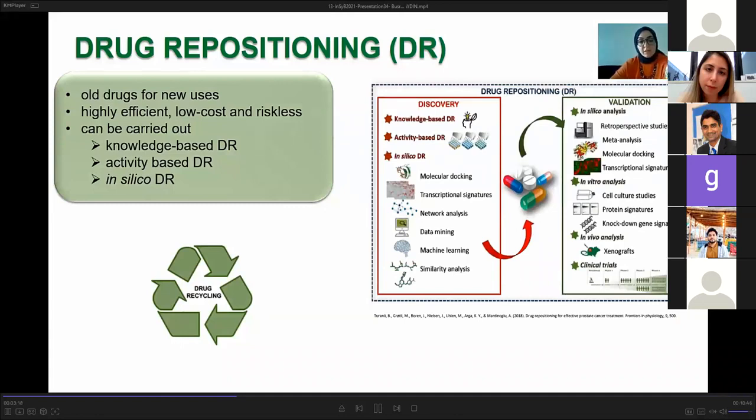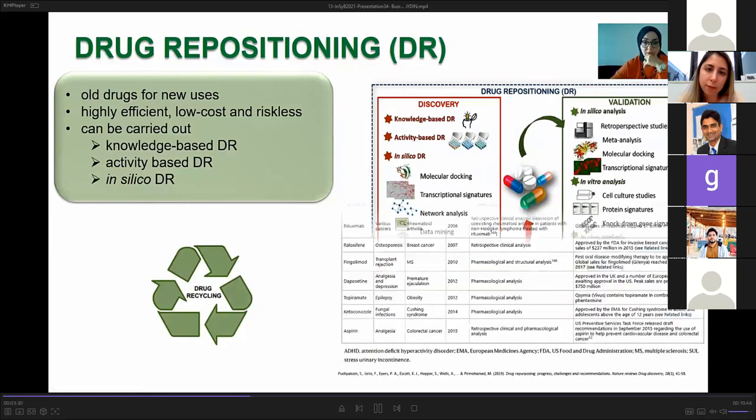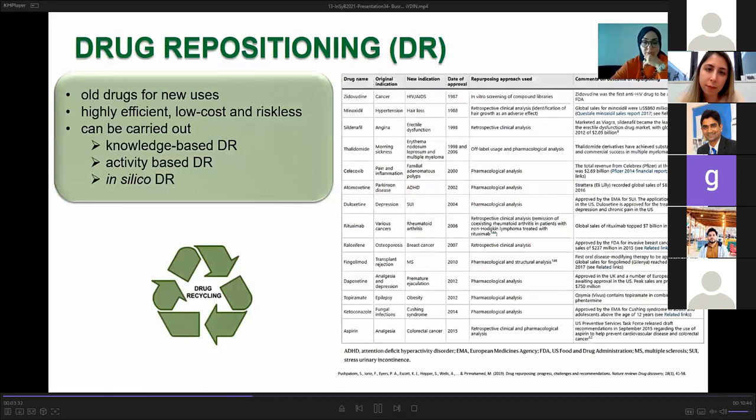Drug repositioning has become a popular strategy in recent years, since these are all approved drugs. They are accepted as highly efficient, low cost, and riskless. DR can be carried out in three ways: activity-based, knowledge-based, and in silico-based. You can see the drugs that were repositioned out of their indications recently. For example, minoxidil is a hypertension agent, but lately used for hair loss.